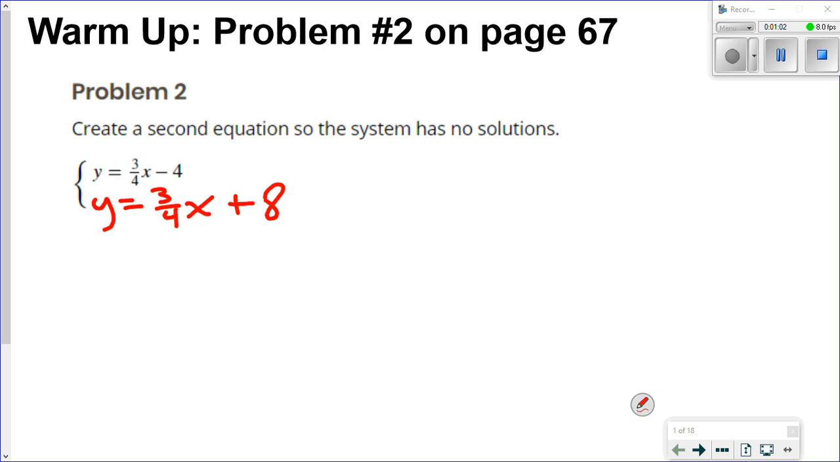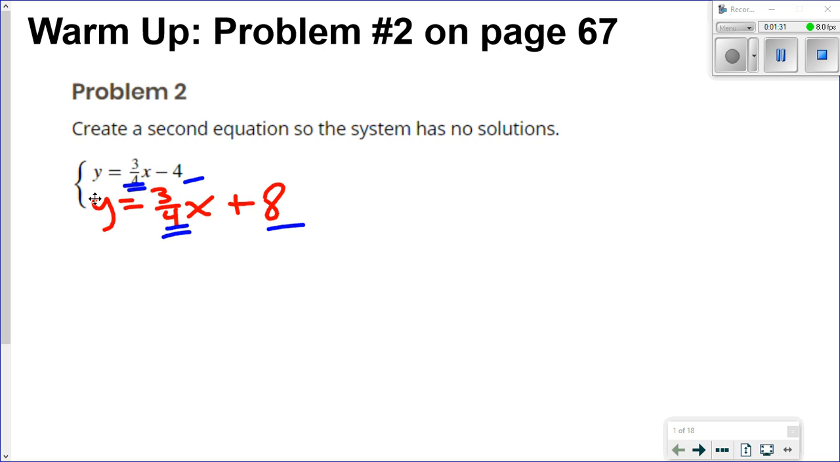I know when I graph these two, they will be starting in different locations. The top one will be starting at -4, and the bottom one will be starting from 8 on the y-axis. But they will both be going up 3 and over 4, resulting in two sets of parallel lines. So as long as you've come up with an equation with a different initial value and the same slopes or rates of change, your system would work and it would have no solution.